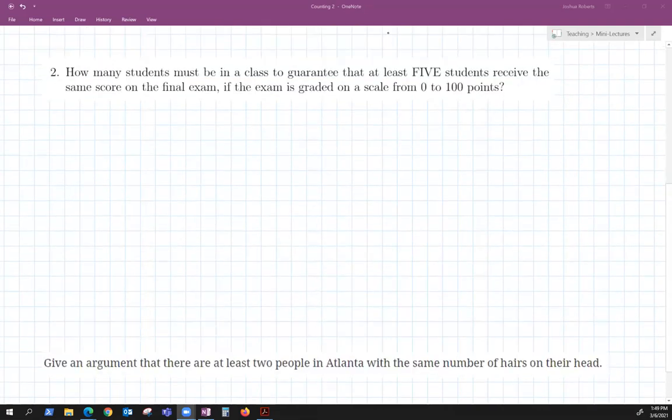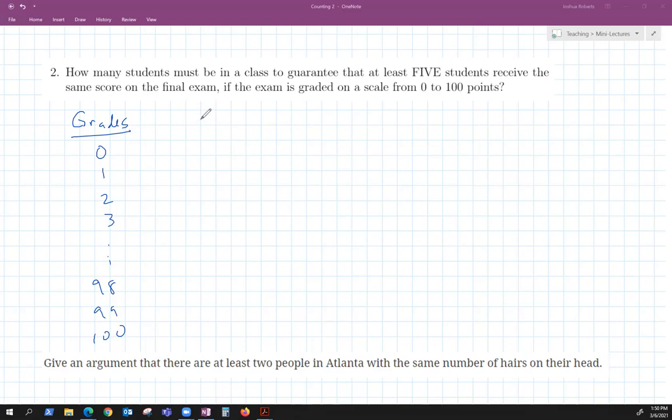How many students must be in a room in a class to guarantee at least 5 of them receive the same score in a final exam? Well, again, here are going to be the grades, which are the pigeonholes. The grades are going to be 0, 1, 2, 3, all the way down to 98, 99, 100.